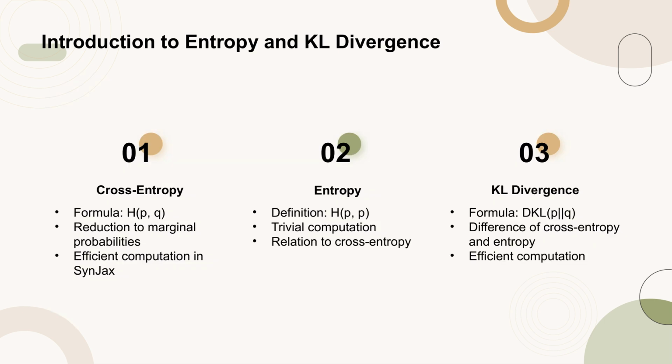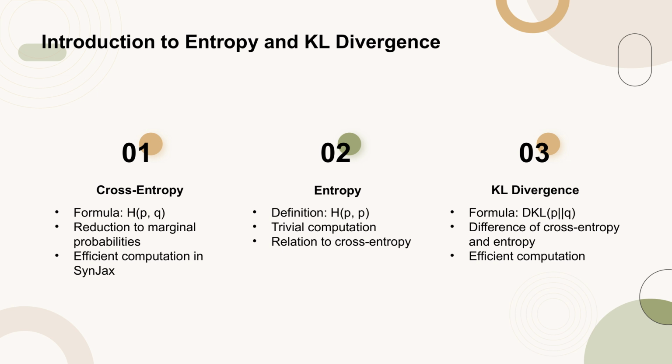The cross-entropy H(P, Q) is computed using the formula involving the sum of P(T) log Q(T) over all T. This computation can be reduced to finding marginal probabilities of one distribution and the log partition of the other, which can be efficiently computed in SynJax.